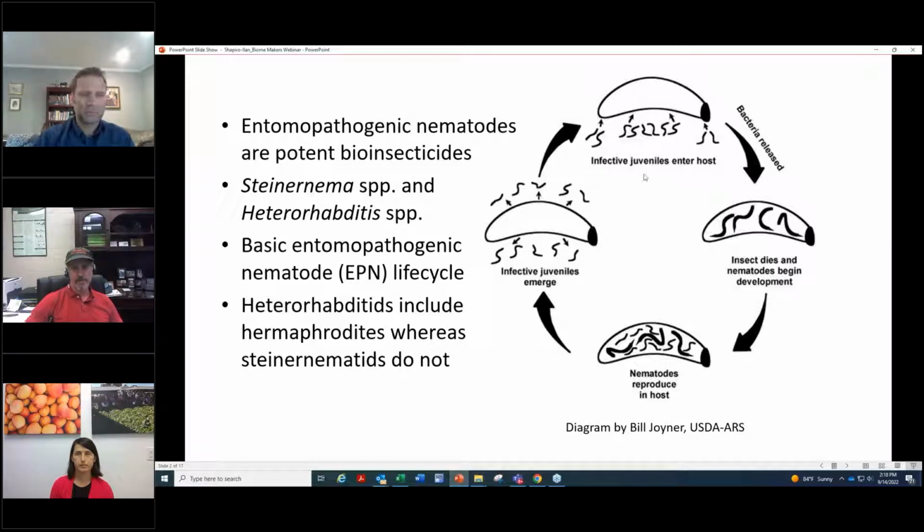The basic life cycle is that the infective juvenile nematode, which is the only free living stage, enters the host through natural openings, releases a symbiotic bacteria, which is the partner to those nematodes, and together they kill the insect. The insect dies within 48 hours, and then you get tens of thousands or hundreds of thousands of new nematodes coming out ready to kill new insect pests.